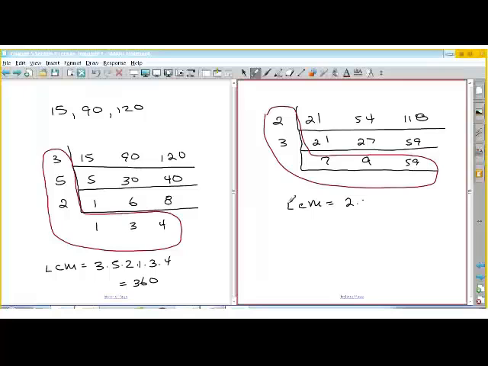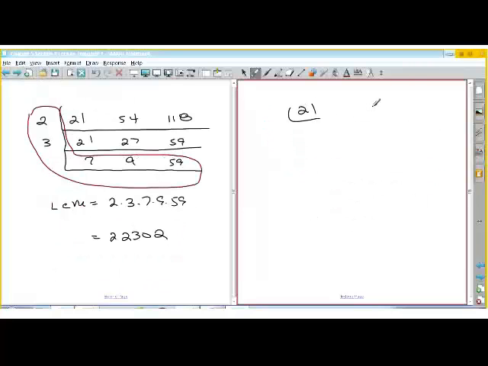So the least common multiple in this case is 2 times 3 times 7 times 9 times 59. So it's a really big number. 2 times 3 times 7 times 9 times 59 is 22,302. Obviously, you wouldn't want to list all the multiples of these to get to that point. It would take forever, but it didn't take very long at all by using this technique.